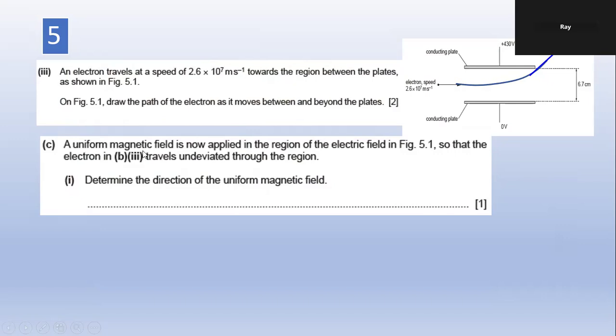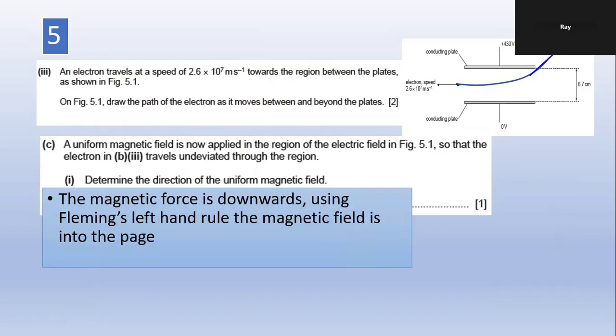A uniform magnetic field is now applied to the region of electric field, figure 5.1, so that the electron travels undeviated through the region. Determine the direction of the uniform magnetic field. Okay, how are we going to do that? Fleming's left-hand rule. Magnetic force is downwards. Right, this is an electron. It's attracted upwards, so the positive plate is upwards. So the electric force is upwards. So the magnetic force must be downwards.